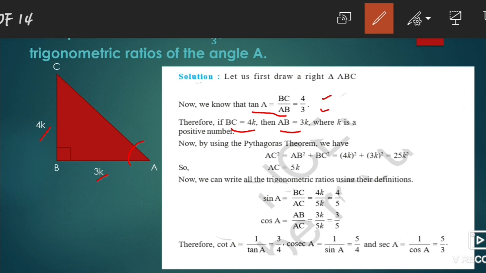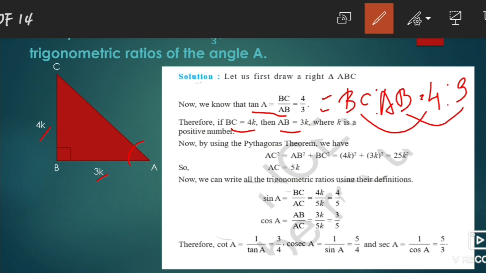Why? Here BC by AB is equal to 4 by 3 means you can write BC is to AB is equal to 4 is to 3. So you know that if the ratio is given, you can consider BC as 4K and AB as 3K, right? Now this measurement of BC becomes 4K and this one is 3K, and this is a right angle triangle. So by using Pythagoras theorem, you can find the length of AC. AC square is AB square plus BC square. Put the value, it will be 25K square. That means AC will be 5K. So this measurement of AC will become 5K.